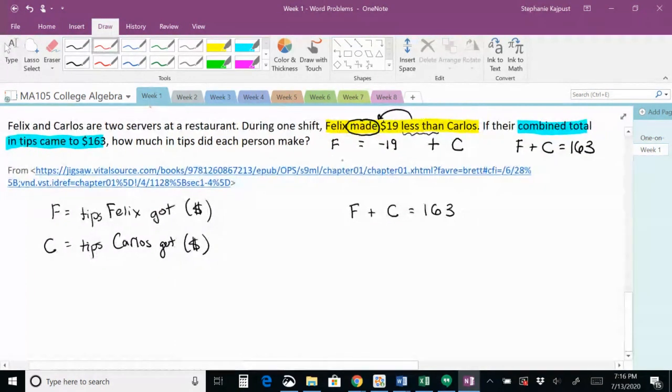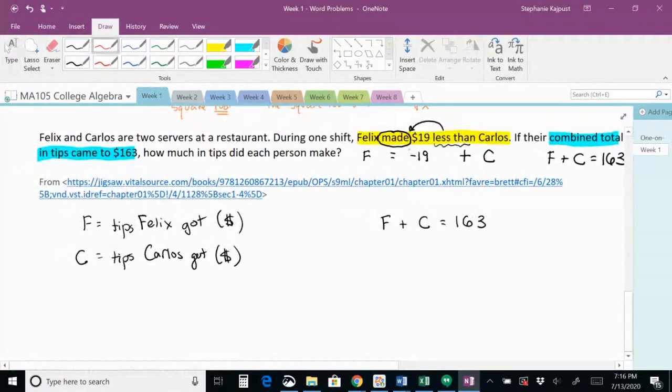Then I'm going to take my second equation. The second equation is giving us what Felix made. Felix is $19 less than Carlos. I can replace my variable for f with the negative 19 plus c, because f is equal to that. So I'm going to replace f with negative 19 plus c, and then I have plus c, and then I have 163.